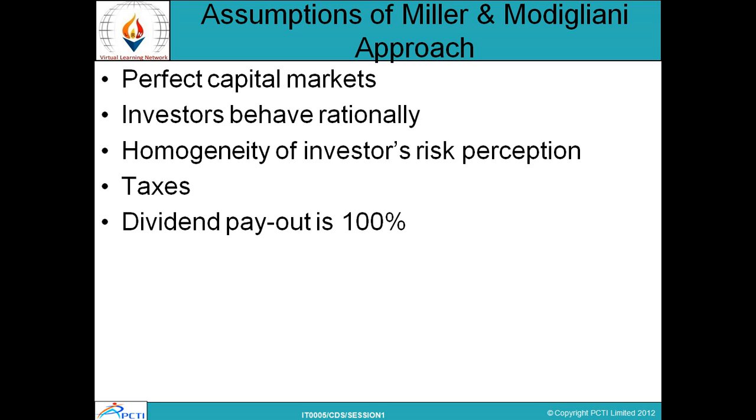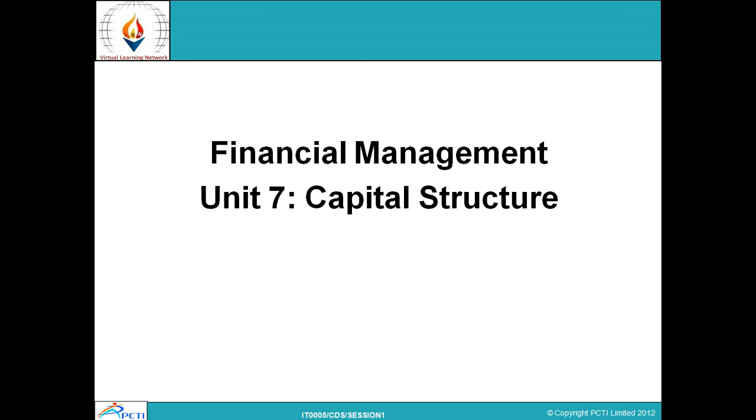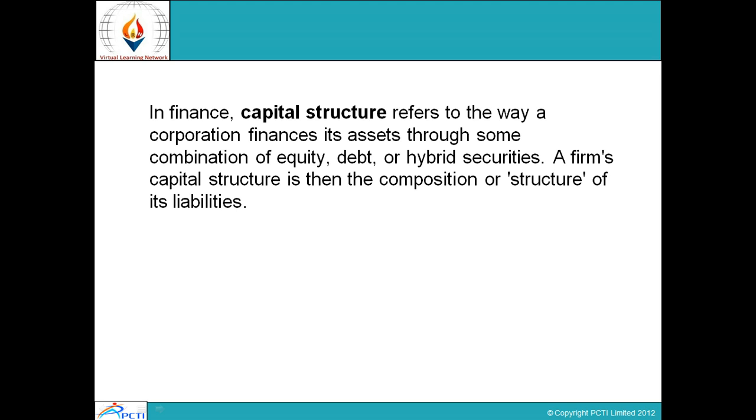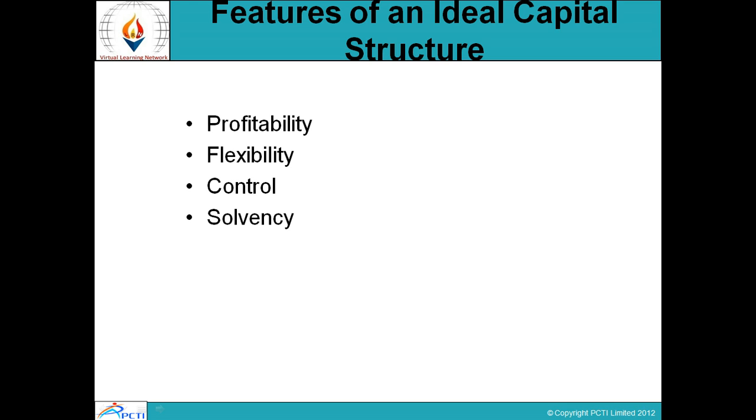Can we summarize what we have learned today? We started with financial capital, capital structure. In finance, capital structure refers to the way a corporation finances itself. In layman's terms, the capital structure of a company refers to the mix of long-term finances used by the firm. In short, it is nothing but a financing plan of a company. The features of an ideal capital structure are that it should consider profitability, flexibility, control, and the last is solvency.